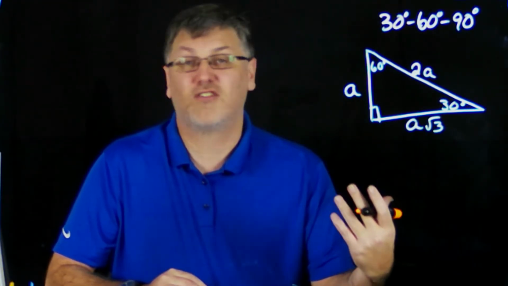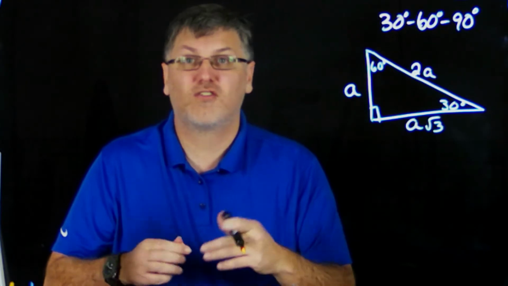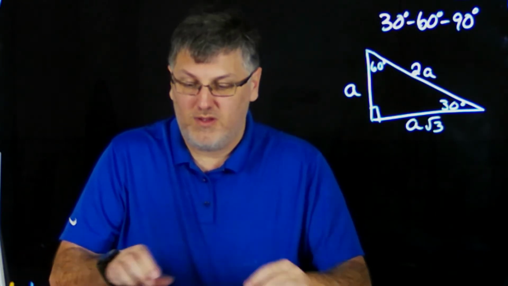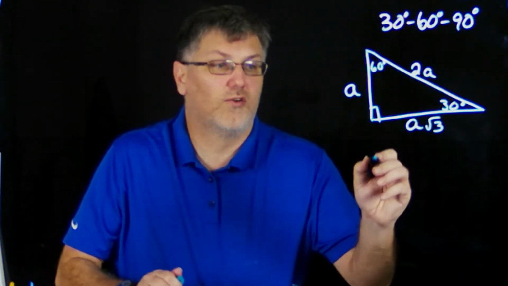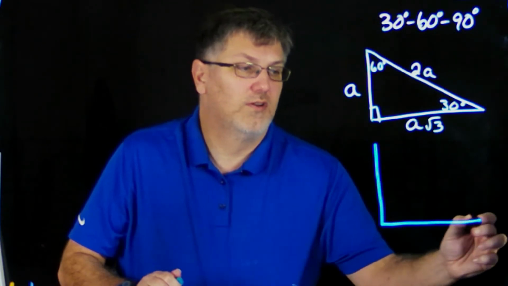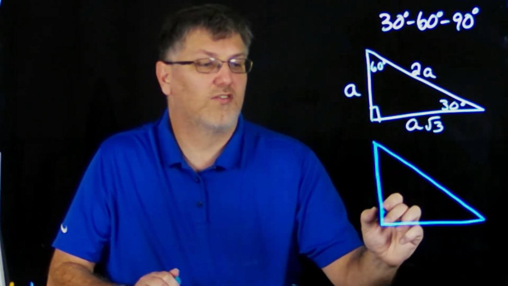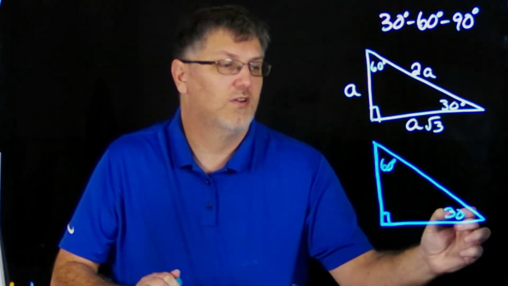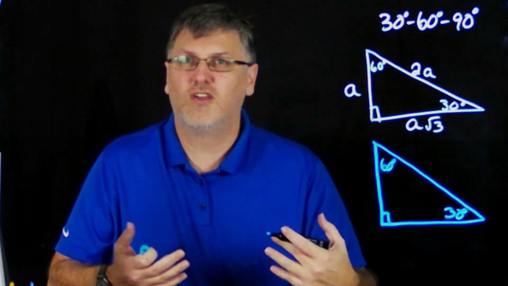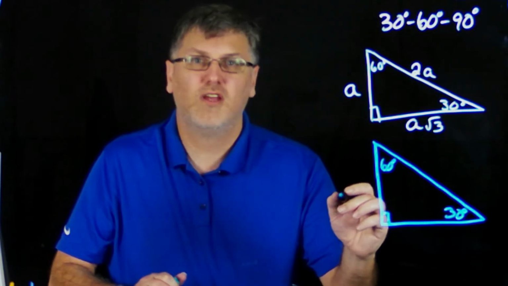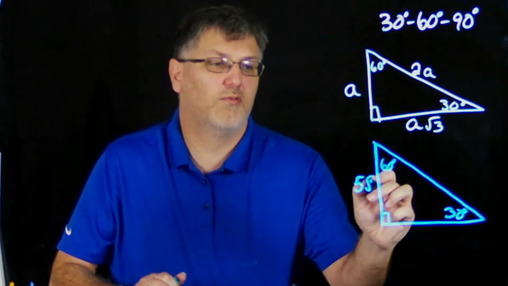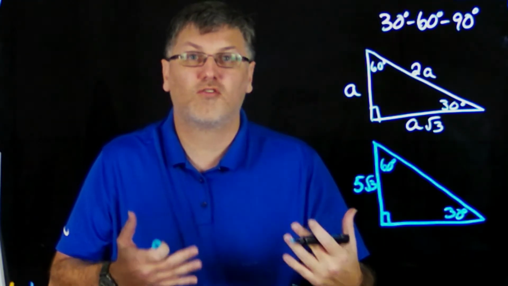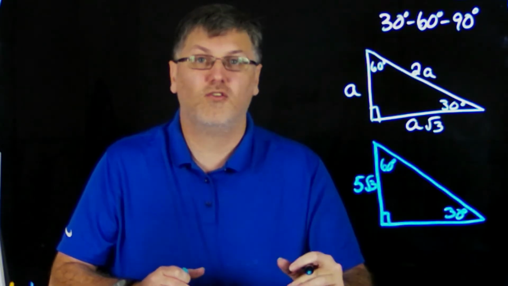So let me show you an example with this 30, 60, 90 triangle. So we're going to have a triangle here. This is going to be a 30, 60, 90. Let's call this 30 degrees and this 60 degrees. And I'm going to go ahead and tell you directly across from the 30 degrees is going to be 5 square root 3, and I want to know the other sides. So let's find the hypotenuse first.